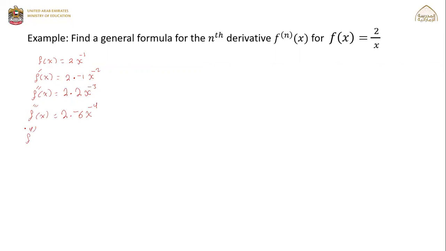What about the fourth derivative? The fourth derivative is 2 times negative 4 times negative 6, it's 24, x to the power negative 5. I will find also the fifth derivative, which is 2 times negative 5 times 24, it's negative 120, x to the power negative 6, because minus 5 minus 1 is negative 6. Okay. I will continue like this up to the nth derivative.